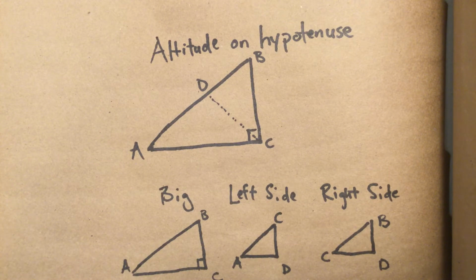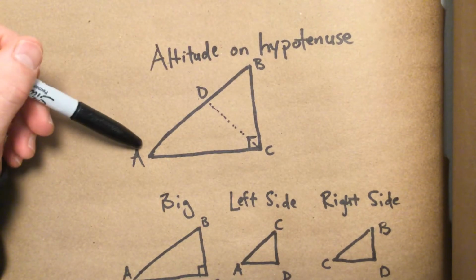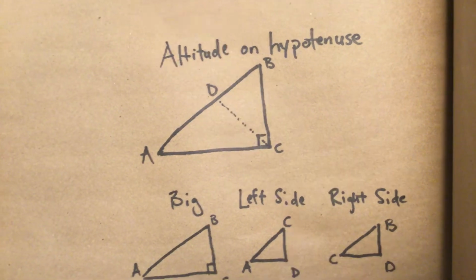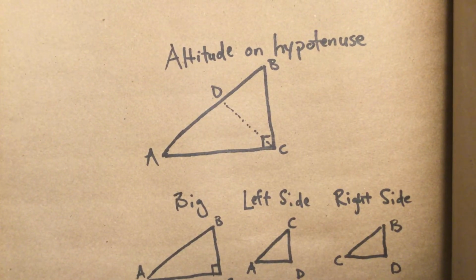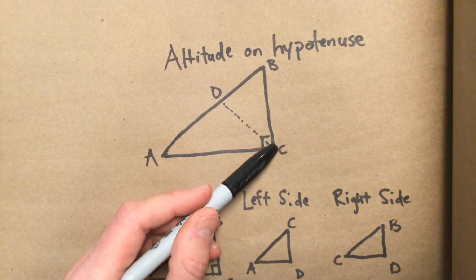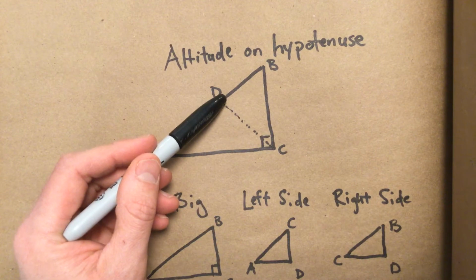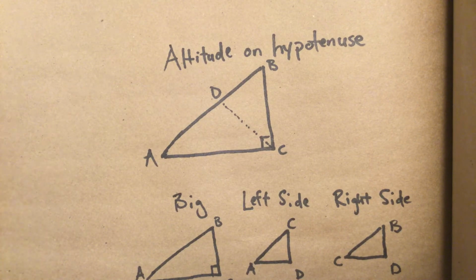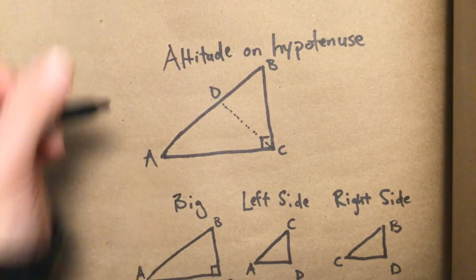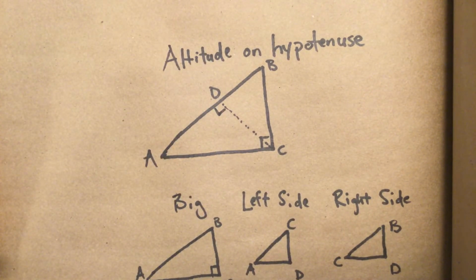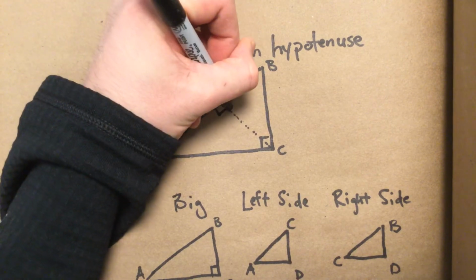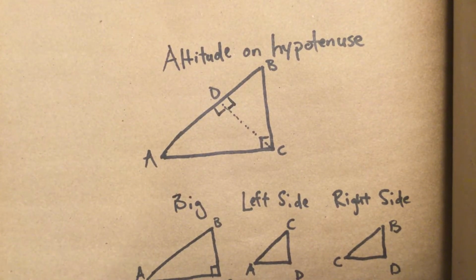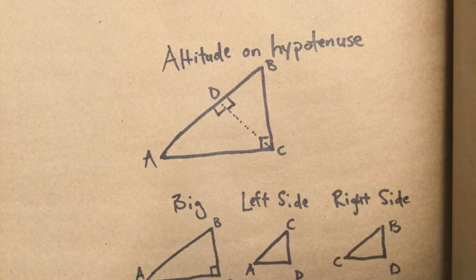So you can see here that we have a right triangle ABC. From our right angle, BCA, we've drawn an altitude to our hypotenuse. Label that point D. Because we've drawn an altitude, we know that angle CDA is a right angle, and we know that CDB is a right angle. That's the definition of an altitude. We know that an altitude forms a right angle as a side that is perpendicular to another side.